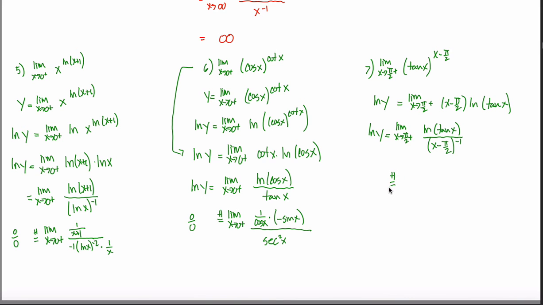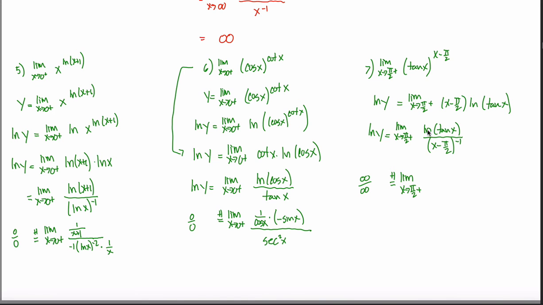So I can use L'Hopital's rule. Let's make sure that that's the case. If I plug in pi over 2, I get the natural log of infinity, which is infinity. And then down here, pi over 2 minus pi over 2 is 0. And 0 to the negative 1 power is infinity. So this is the infinity over infinity case. I can use L'Hopital's rule.